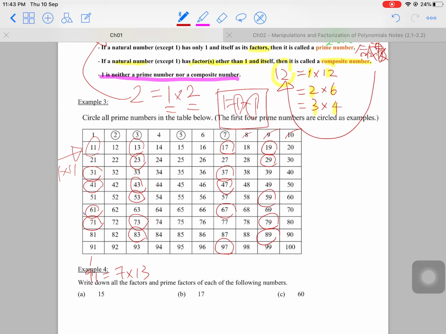Okay, here are the prime numbers between 1 and 100. I circled them so you can check your answer.